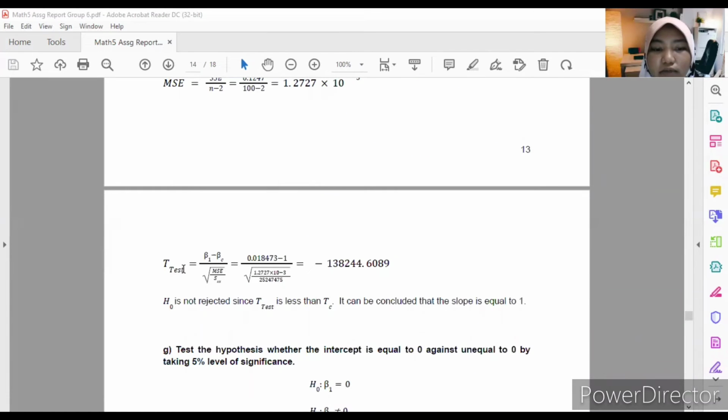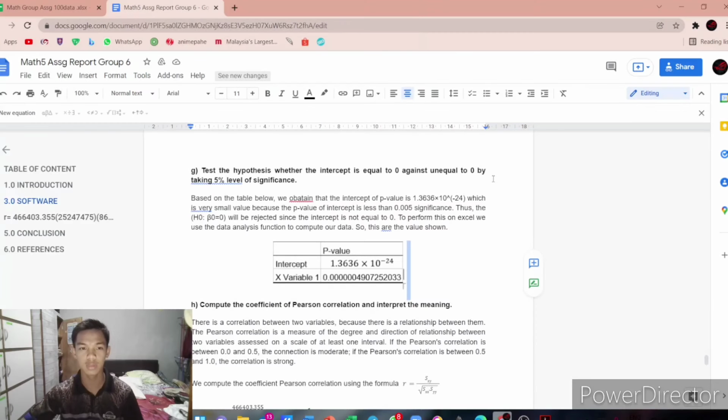So I calculated the t-test by using the formula. The t-test is negative 138,244.6089. Therefore, the hypothesis is not rejected since the t-test is less than the critical value. It can be concluded that the slope is equal to 1.